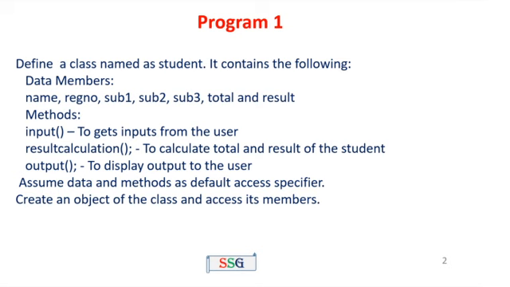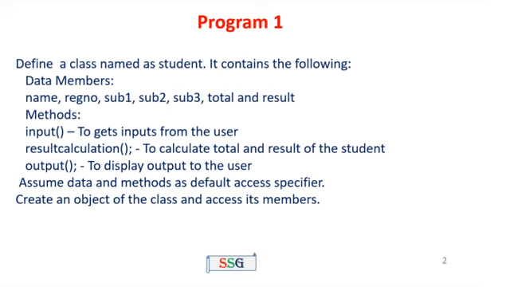Then methods. There are three methods in this program. Input method, to get the input for all the variables from the user. Result calculation method, to calculate the total equal to the sum of subject 1, subject 2 and subject 3, and then the result of the student, to find whether the student is pass or fail. Output method, to display all the variables to the user.